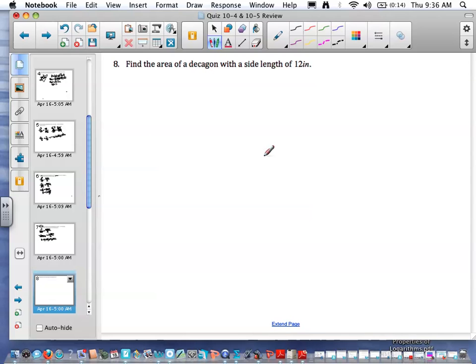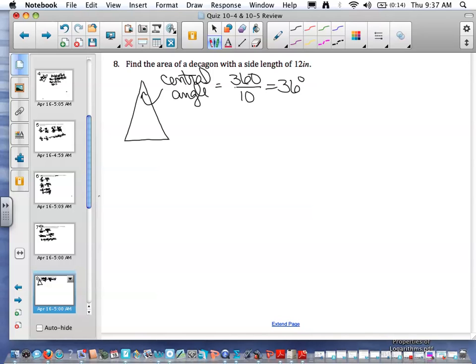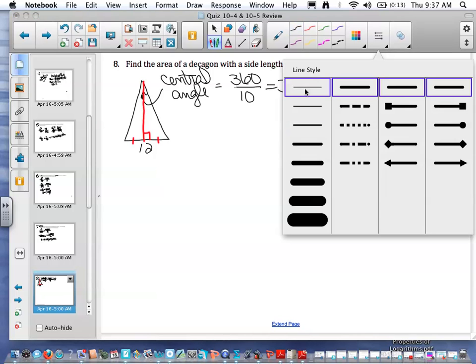Number 8 asks you to find the area of a decagon with a side length of 12. So I will draw in my central angle. That's my central angle. And I will find that measure, 360 divided by 10, which is 36 degrees. The side is 12. I'll draw in that apothem right there. That will be perpendicular to the side, and it will bisect that side.